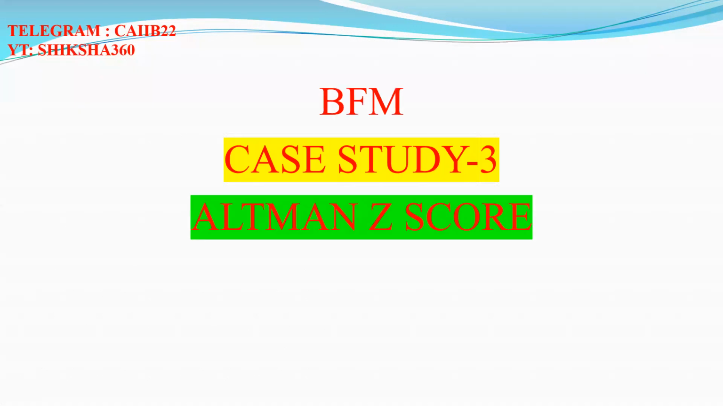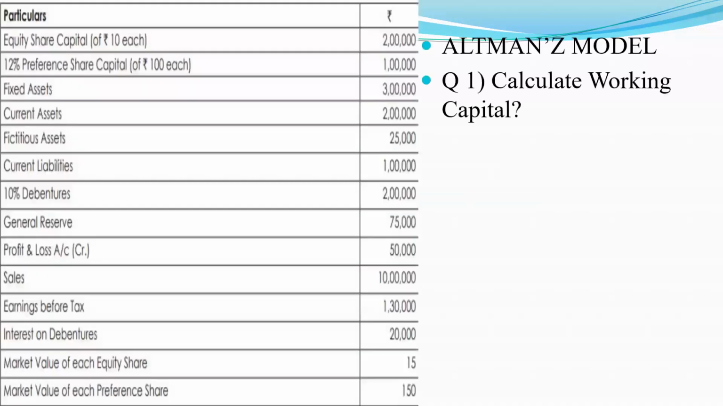Now we will discuss one more question, that is, calculate the working capital. Here they have given some terms: equity share capital per share, this amount, 12% preference share capital, this amount, fixed assets, current assets, fictitious assets, current liabilities, debentures. All these things they have mentioned here.